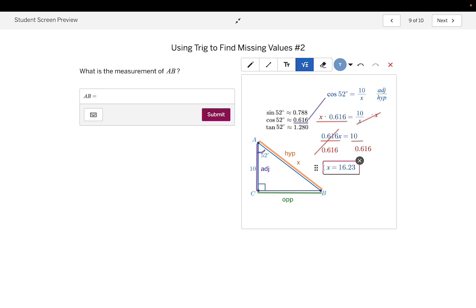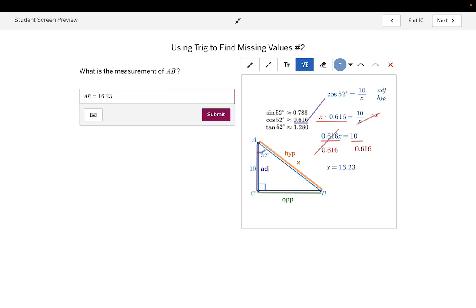So remember that x is the variable that we used to represent segment AB. We could have used AB if you want to. I just like to put a variable there instead. But that 16.23 is equal to x. X is what we use for AB, so the length of AB is approximately 16.23.